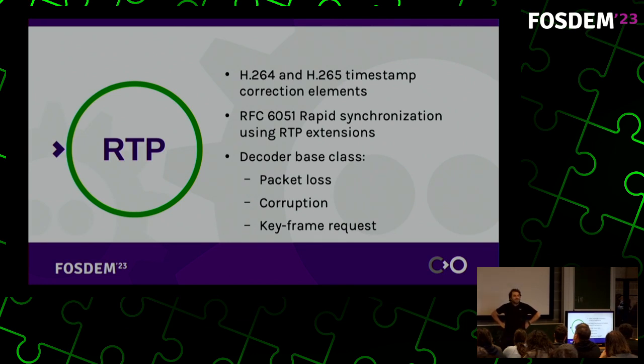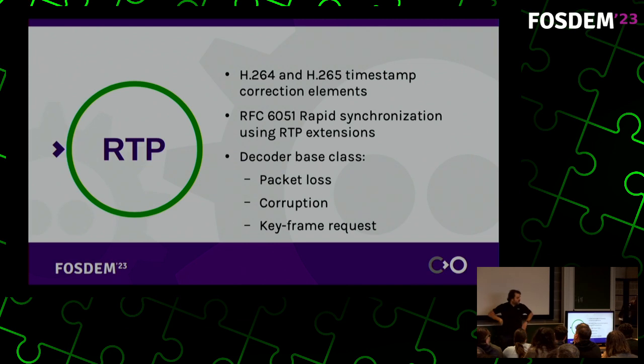Another thing, so H.264, H.265, they have two kinds of timestamp. Presentation timestamp, decoding timestamp. When you send RTP, normally you only send the presentation timestamp. You need to apply an algorithm to recover the decoding timestamp. We now have modules that generate that.